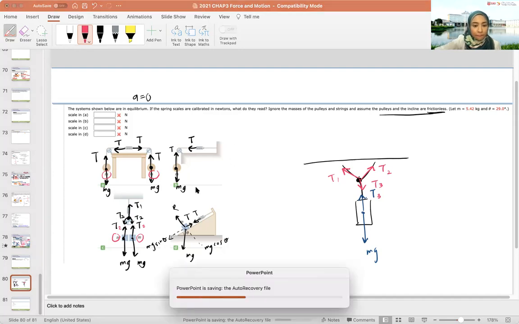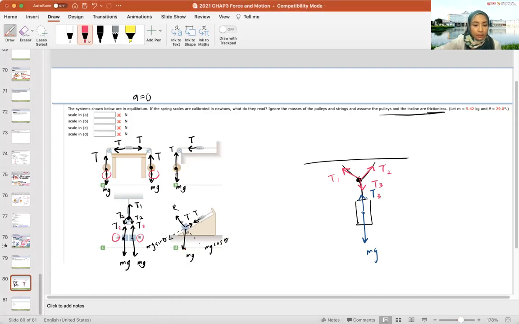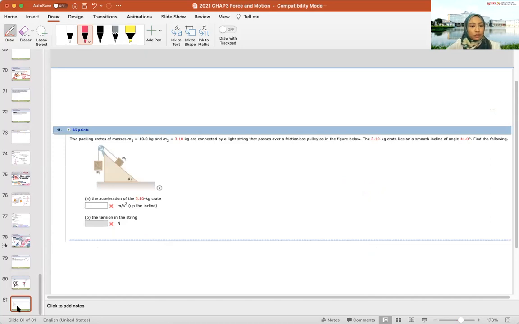Okay. Ini biasa je lah, tension connected to a string, Mg, R, friction tak ada sebab frictionless. Okay, so saya go over je untuk pendedahan free body diagram untuk spring system. And then this one, I don't think we have to do it sebab kita dah buat example yang sama. So I think we are done with chapter 3. Okay.